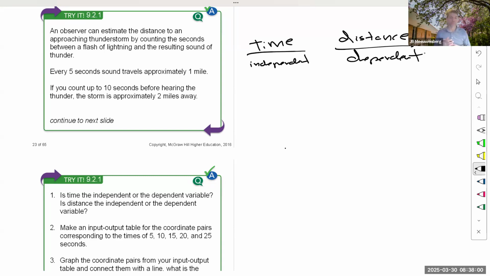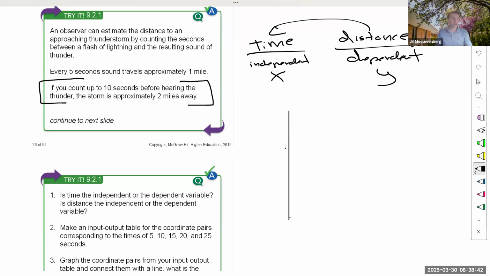Why is that? Well, in the scenario that we are looking at, like this one right here, if you count up to 10 seconds before hearing the thunder, the storm is approximately 2 miles away. So you're counting how many seconds, and then that tells you how far away the storm is. So the storm's distance from you depends on how many seconds it takes for the thunder to get to you. So the distance is depending on how long it is. That means the time is our X and the distance is our Y. So a quick sketch of a coordinate plane. This is our X, this is our Y, this is our time, and this is our distance.